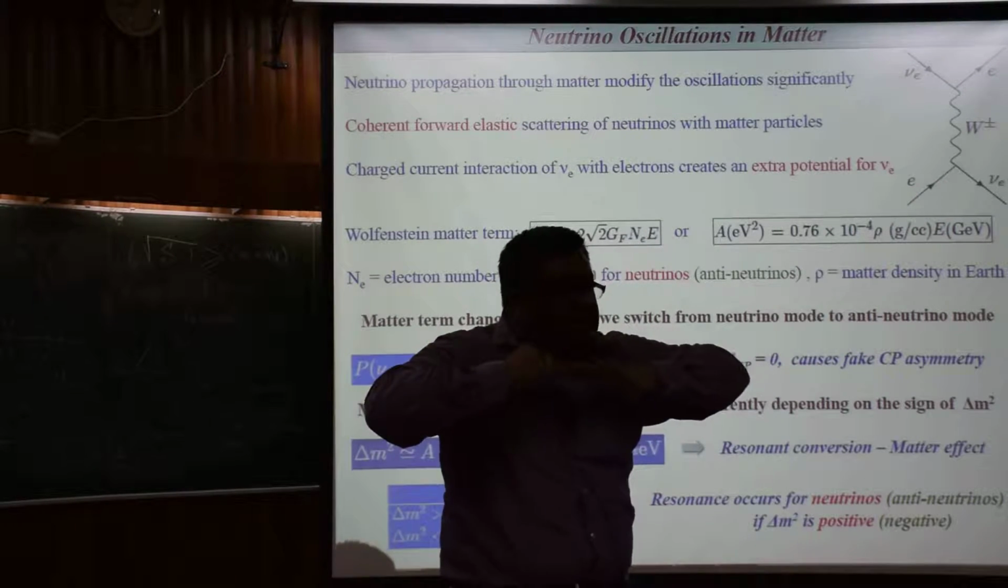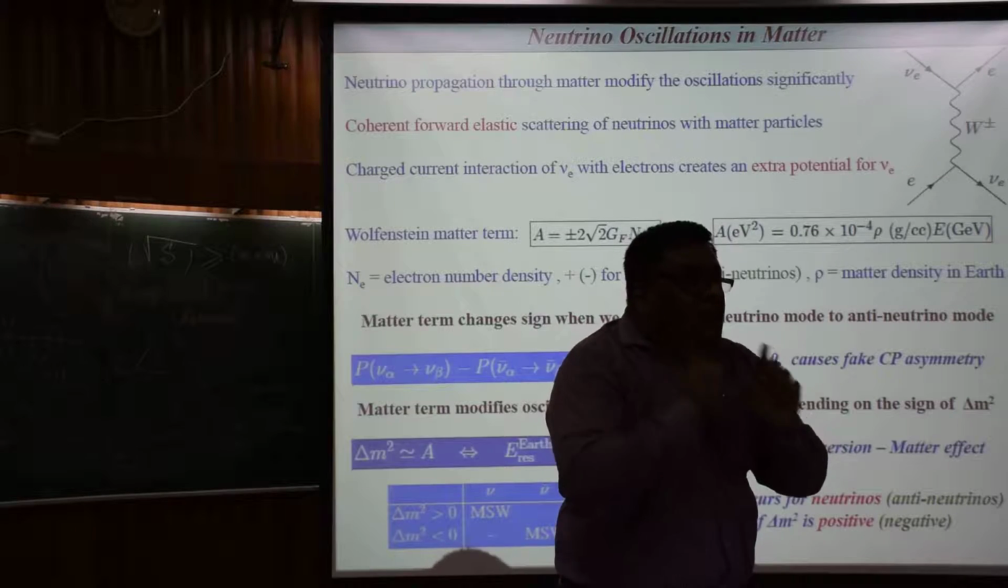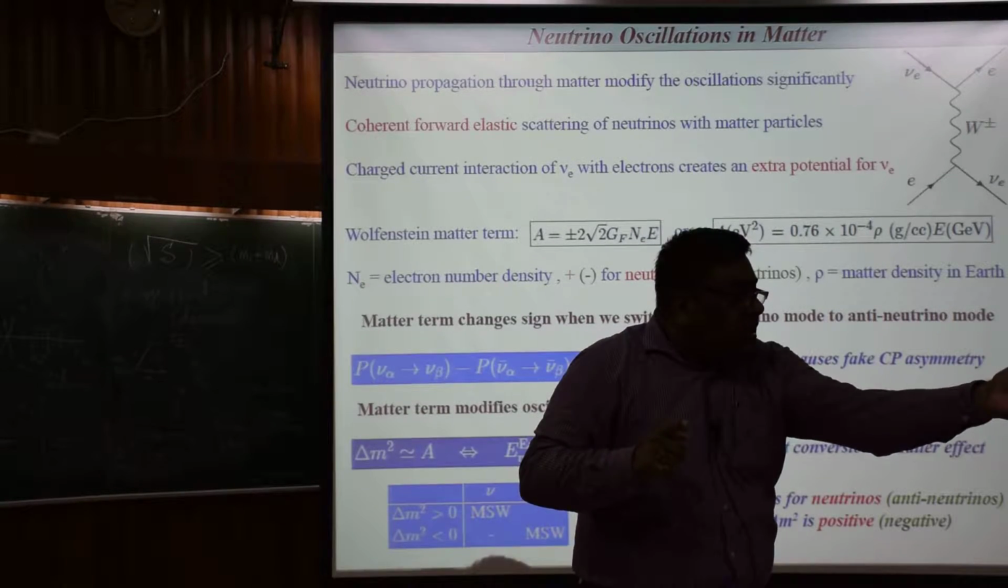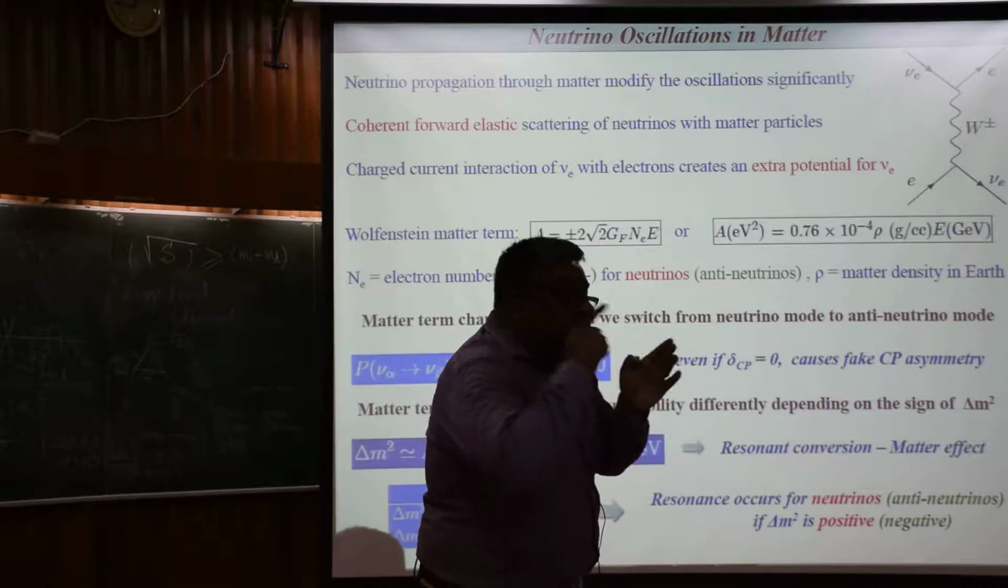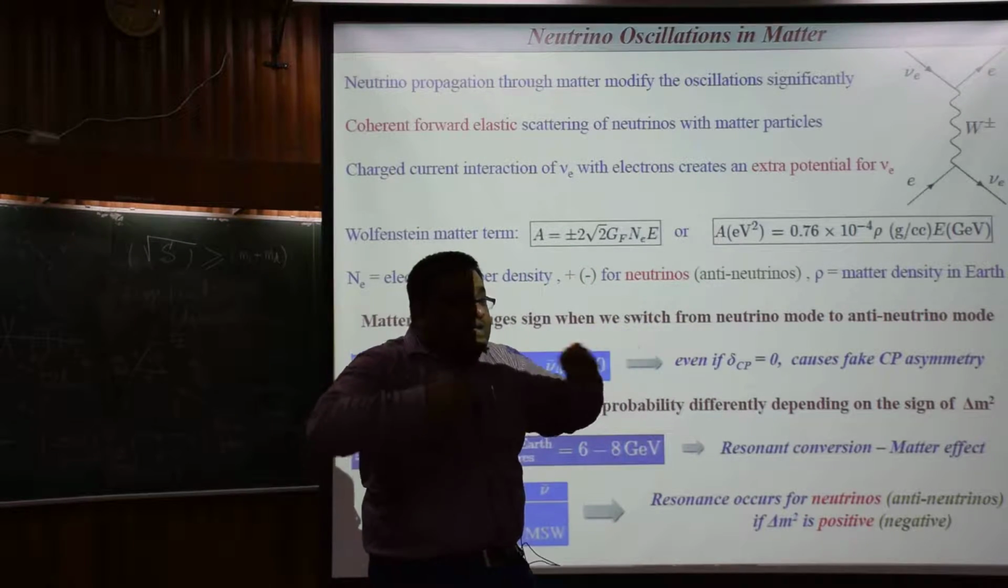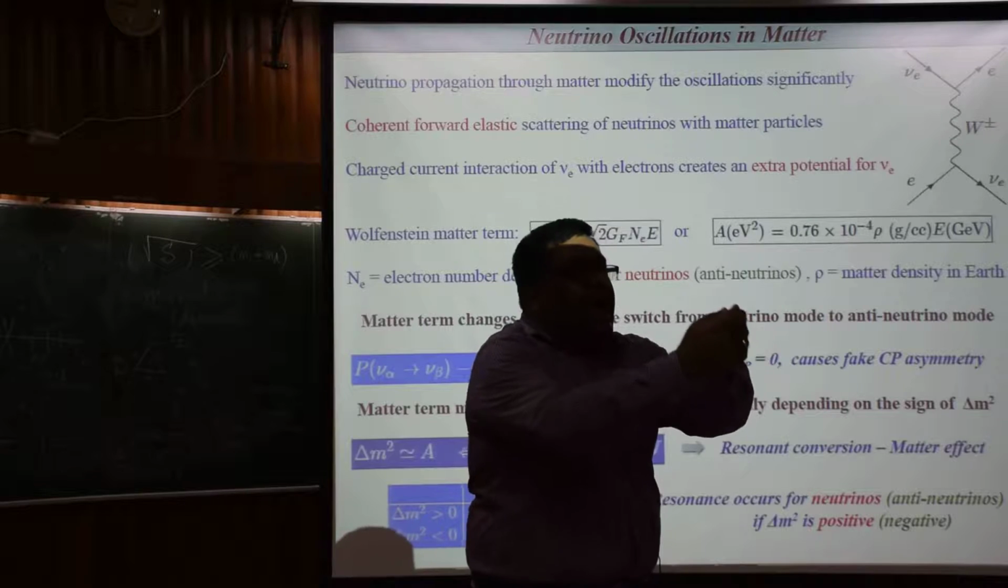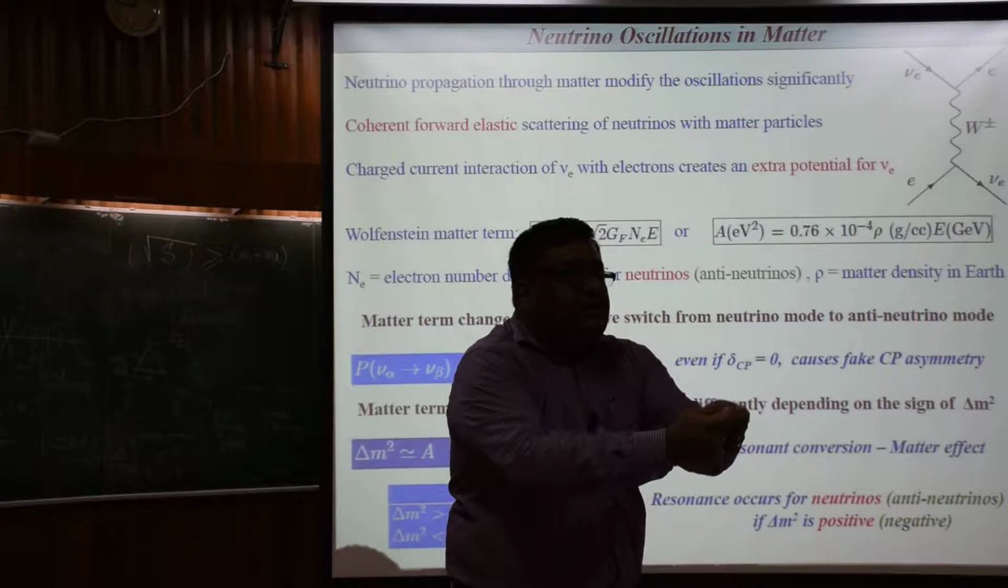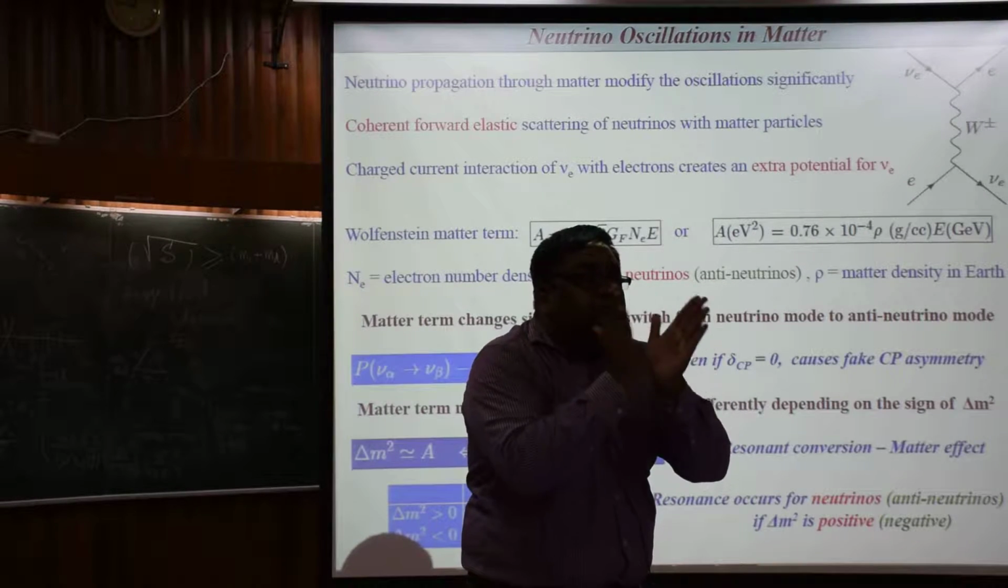So that means it is running not as a function of energy as in the case of other parameters, but here it runs as a function of matter effect. Okay, and it can attain the highest possible value, which is 45 degree. This is called the earth-matter resonance.